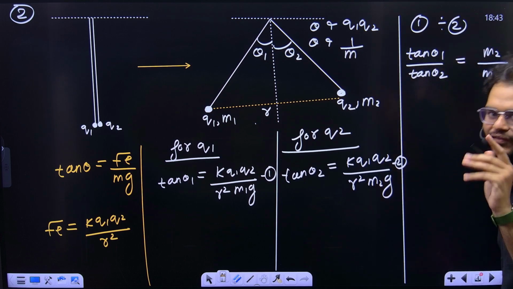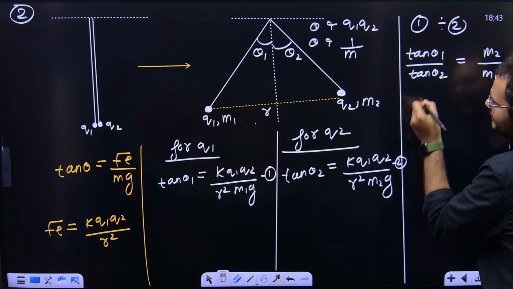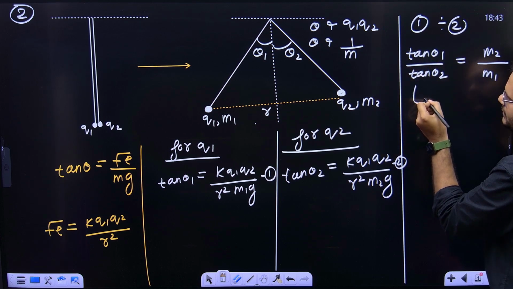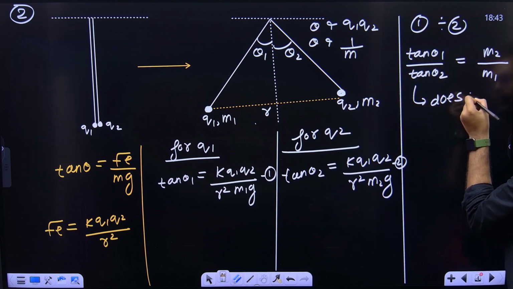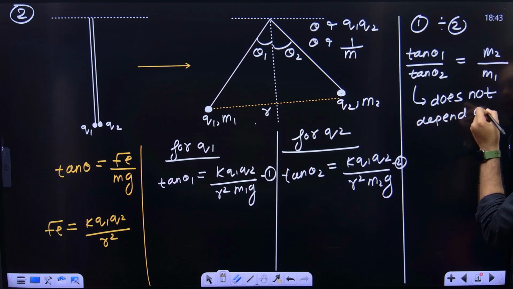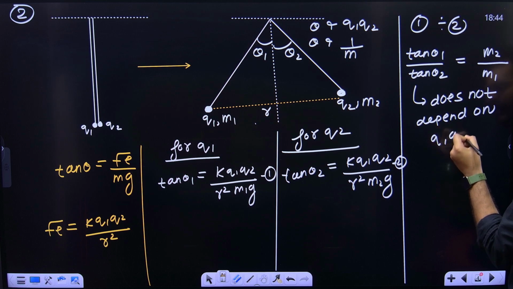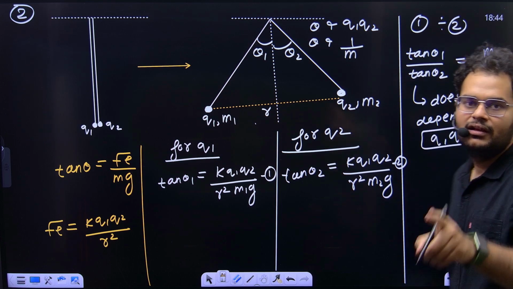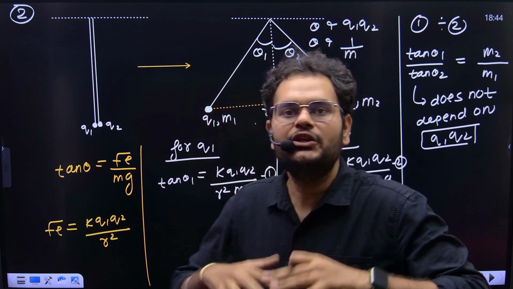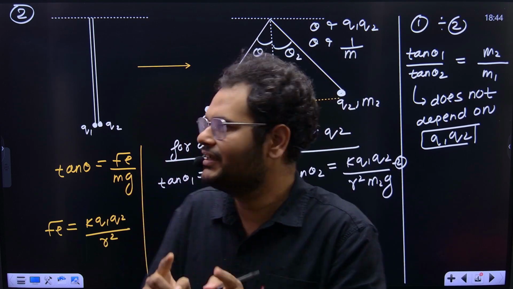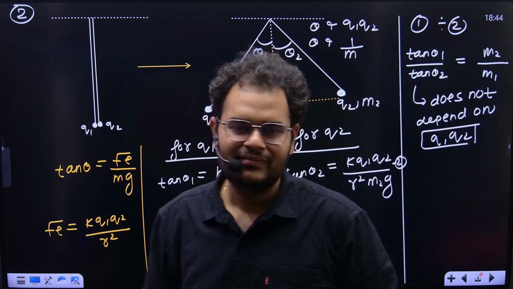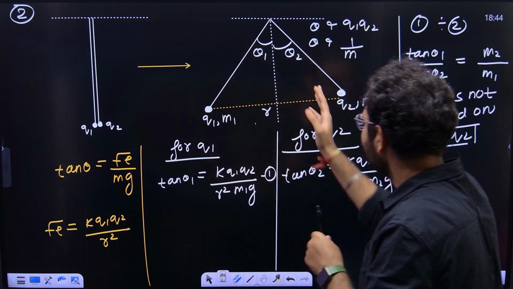So one thing very important, what? This ratio, that is tan theta 1 upon tan theta 2, does not depend on Q1 Q2. What I am saying is, if Q1 Q2 is increased, then both angles will increase because Q1 Q2 is in the numerator of both the angles. Are you getting it?